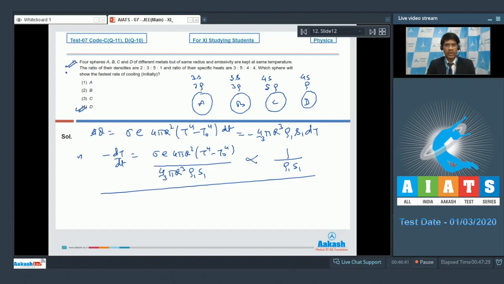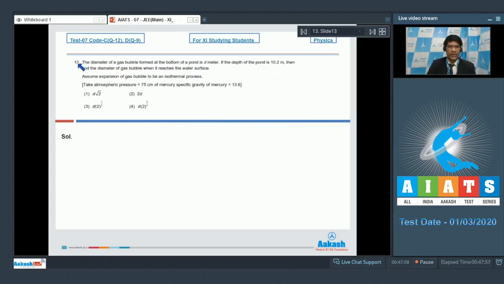Now let's proceed to question number 12. The diameter of a gas bubble formed at the bottom of a pond is d meter. If depth of the pond is 10.2 meter, then find the diameter of the gas bubble when it reaches the water surface. Assume expansion of gas bubble to be an isothermal process and take atmospheric pressure to be equal to 75 centimeter of mercury, specific gravity of mercury to be taken as 13.6.